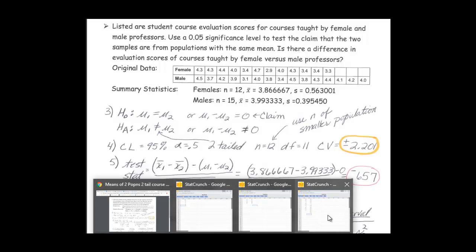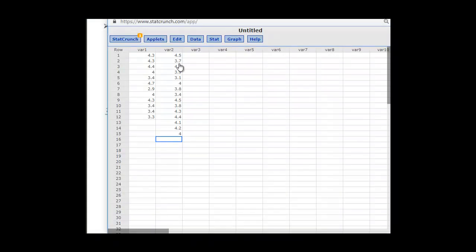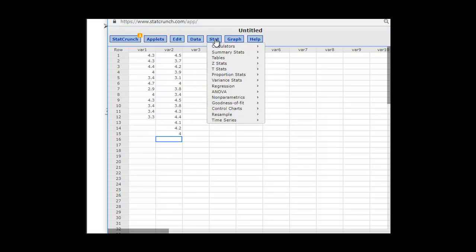I'm going to go into StatCrunch. What's nice about StatCrunch is that my math lab will spill the data automatically into StatCrunch, so you very easily have it ready to go. You don't have to do any of that entering. But you would go to Stats, T-Stats, and we're going to do two sample, but this time we're going to say with data.